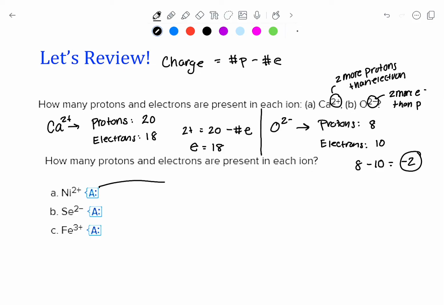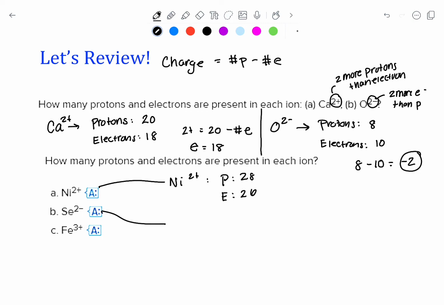Let's start off with nickel. Nickel 2+. So nickel on our periodic table is element number 28. So it has 28 protons. If it has a 2+ charge, that means it has 2 more protons than electrons. So that would mean our number of electrons is 26.